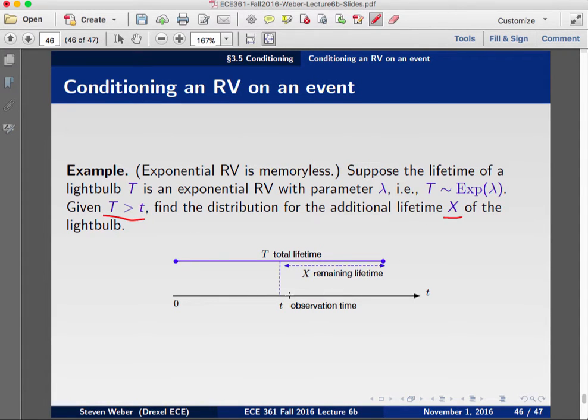My figure here is meant to suggest what's going on. At time 0, we replace the bulb with a new bulb, and this duration here is a random duration, the total lifetime. We suppose that when we observe the state of the light bulb at this time little t, we see that the light bulb has not yet died. Given that knowledge, however long this light bulb is going to last, we can call x this remaining time, the remaining lifetime. So what I want to know is, what is the distribution on the remaining lifetime, given that I've observed the total lifetime to at least exceed little t?